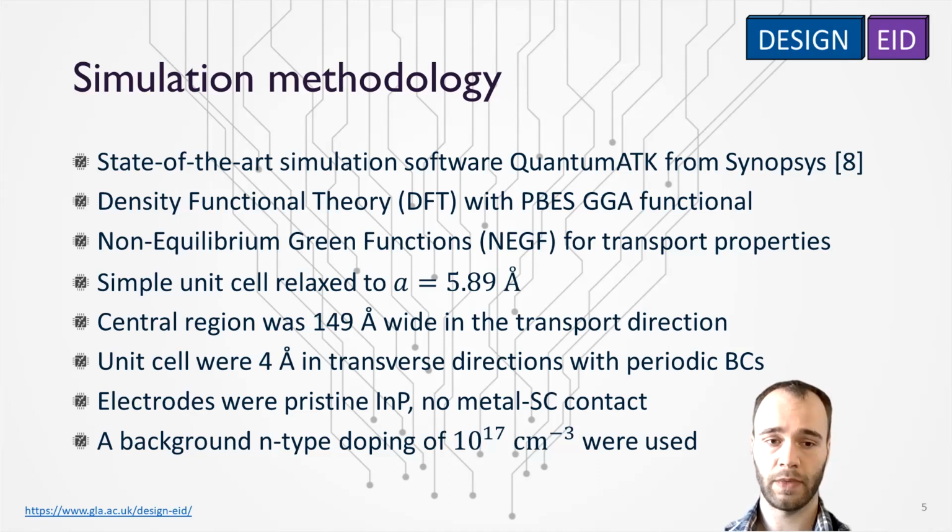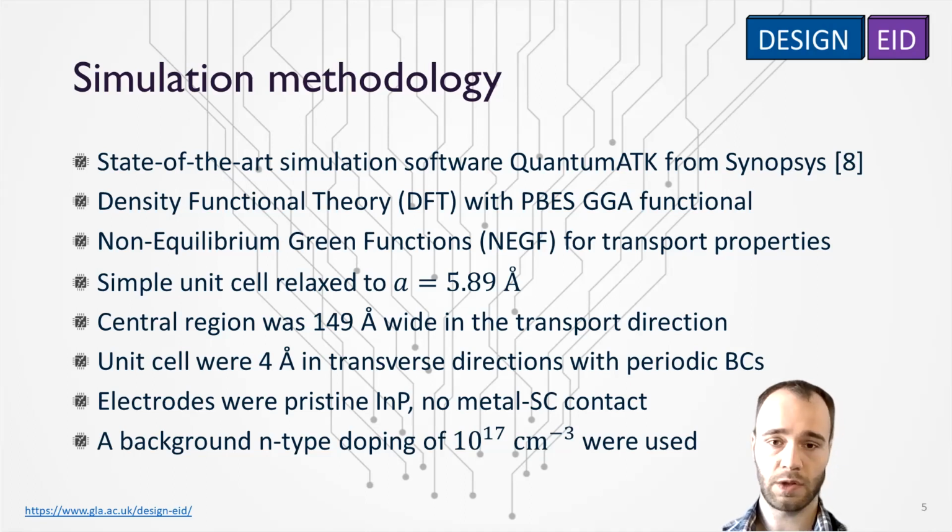149 angstrom, I had my electrodes, which in these simulations were pristine indium phosphide, not metals. So I don't have any metal-semiconductor contact and therefore no Schottky barriers in my simulations. Finally, I added a background n-type doping of 10 to the power of 17 per cubic centimeter, which is kind of in line with what is achieved experimentally.